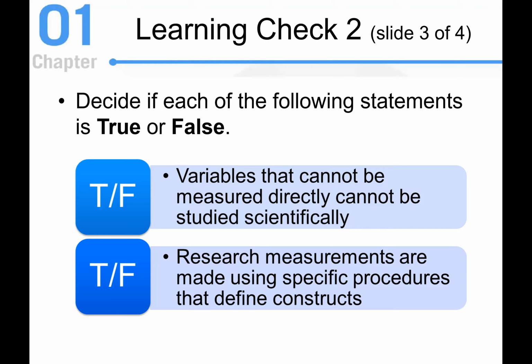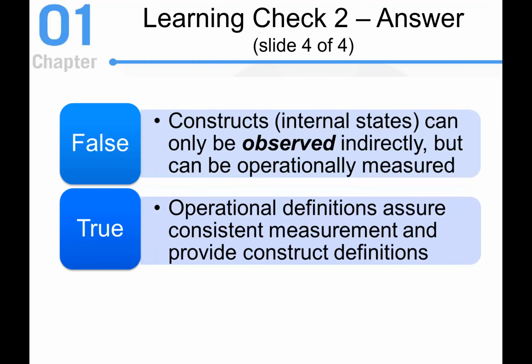For the second question, research measurements are made using specific procedures that define constructs. Well, that's going to be true. Operational definitions, we use those to help us make consistent measurements and provide construct definitions. And here are the answers to that.